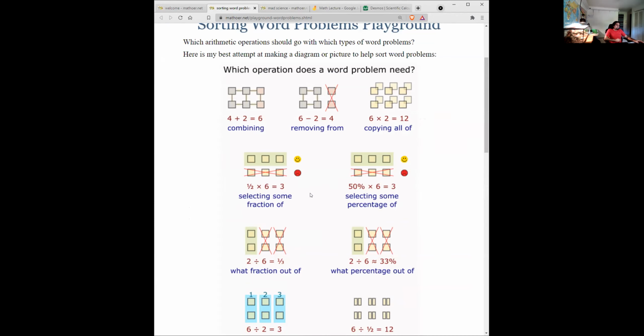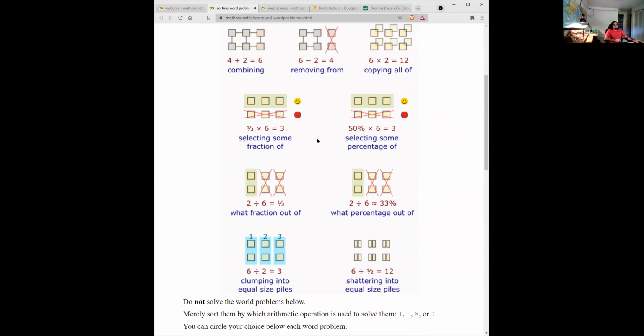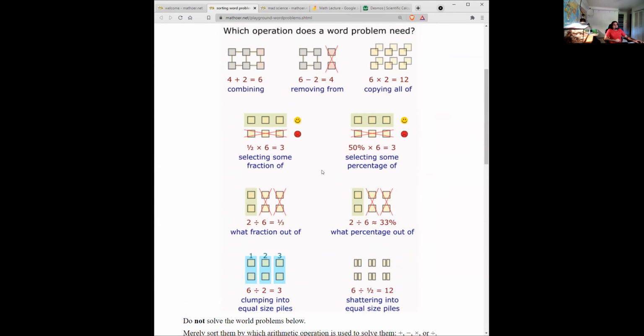So this is asking you, here are my pictures of different types of word problems and what's happening. If I'm adding 2, then I am putting more things on the edge. If I am selecting some out of a bunch, then I'll cross them out and have happy and sad faces and so on. Your pictures mentally will not be the same as my pictures. So try and work out what pictures make sense to you.